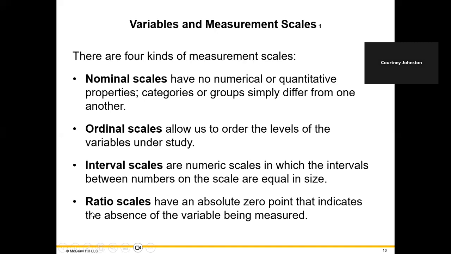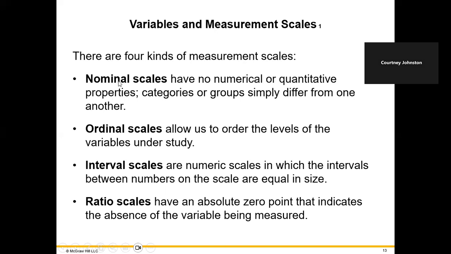Then you have numerical scales. I would recommend using interval scales. Your most common interval scale is going to be a Likert scale. These are numeric scales in which intervals between numbers on the scale are equal in size. So you might have a Likert scale in which somebody can rank their agreement with a statement from 0 to 10. Or you can attach words to it like strongly disagree, disagree, neutral, agree, strongly agree. That would be an interval Likert scale. Even though you have words attached to it, there are underlying numbers as well.